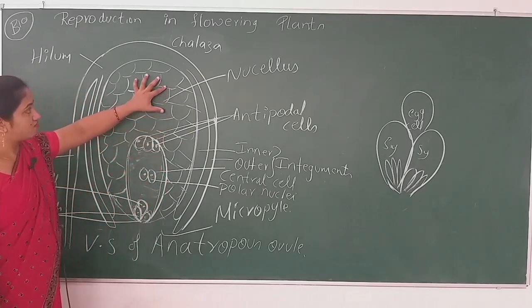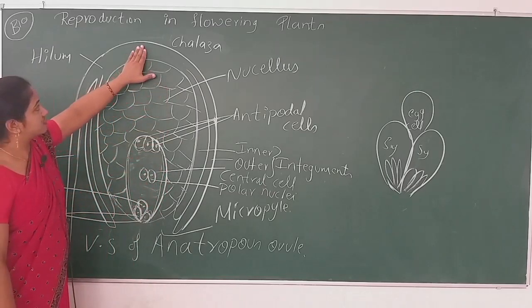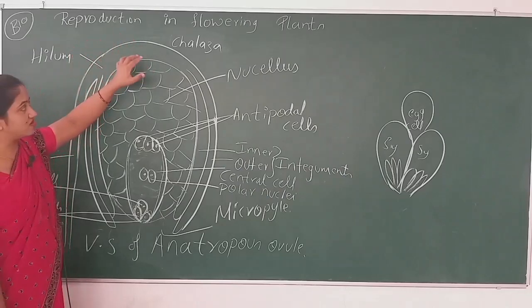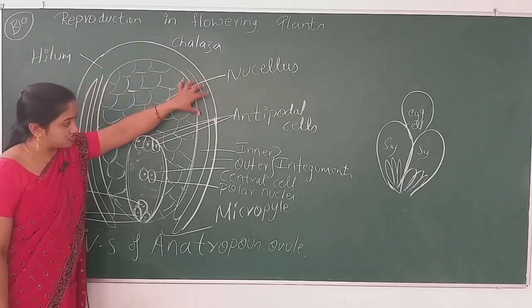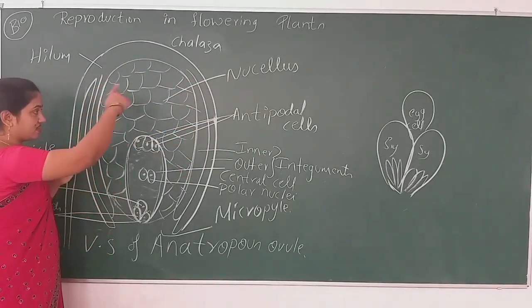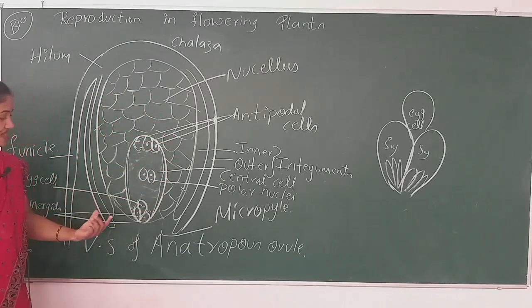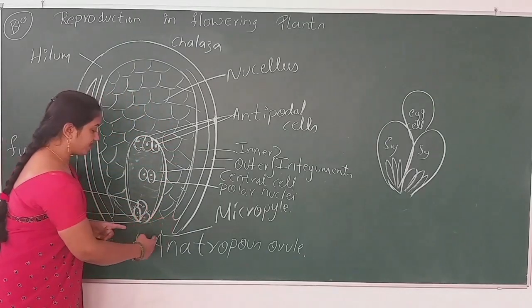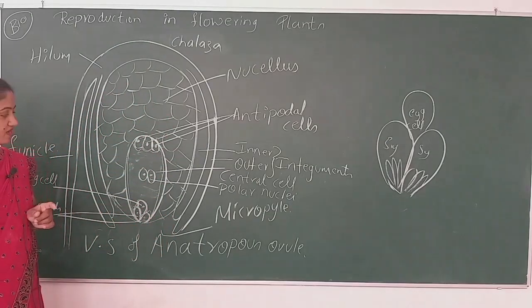And what we left, so this is the chalazal end. Why are we going to call this the chalazal end? Because from this region the integuments develop, and in the anatropous ovule it has a small pore, an opening, and that opening is known as the micropyle.